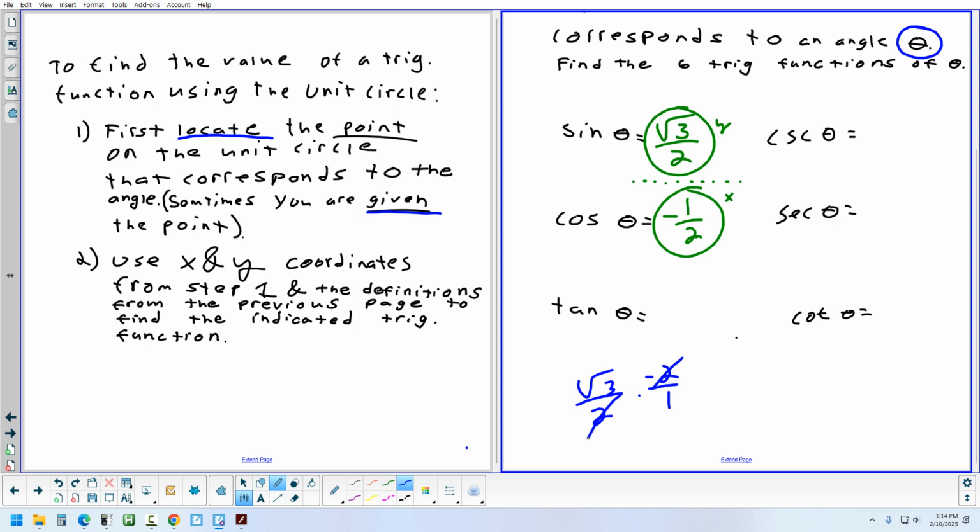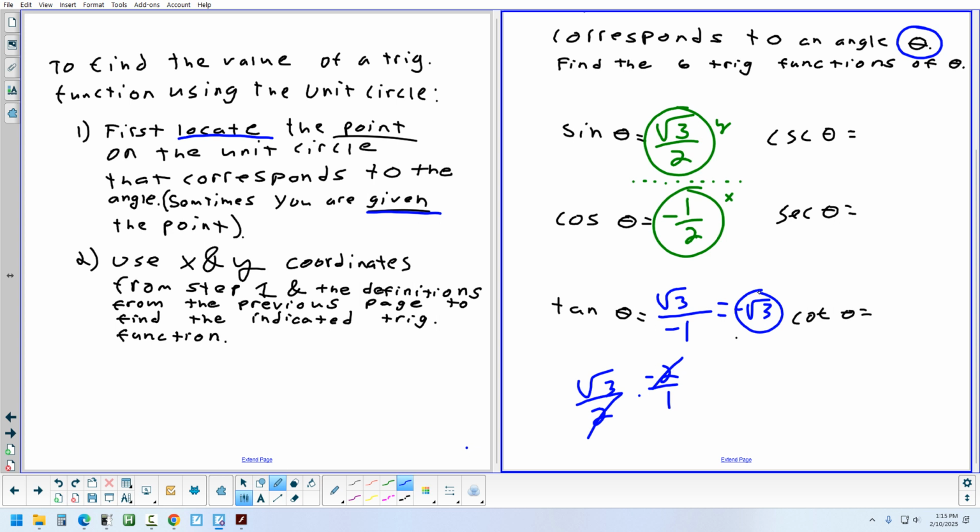So these 2's just cancel out. I'm not even going to worry about the 2's. If the 2's cancel, what's left in the top? Square root of 3. And what's left in the whole bottom? -1. And you can leave your answer like that, or if you reduce it completely, it's negative square root of 3. Either one is okay. That's how you find the sine, the cosine, and the tangent.